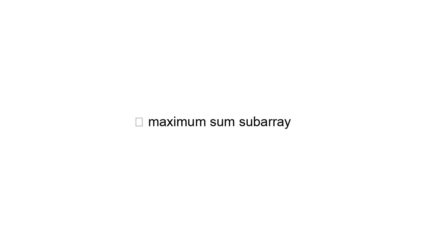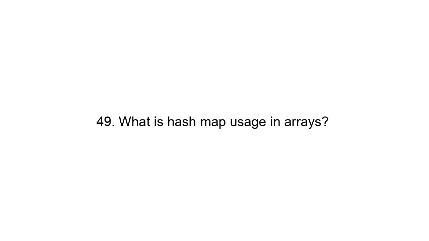Maximum sum subarray. 46. What is prefix sum? Cumulative sum array. 47. Why prefix sum? Fast range sum queries. 48. What is suffix sum? Sum from end to start. 49. What is hash map usage in arrays? Fast lookup of elements. 50. Example problem using hash map. Two sum problem. 51. What is frequency array? Counts occurrences of elements.